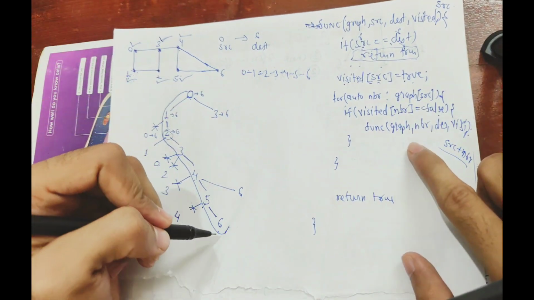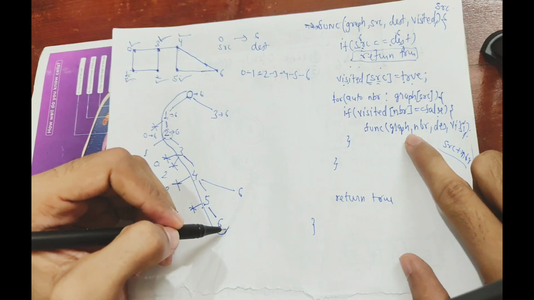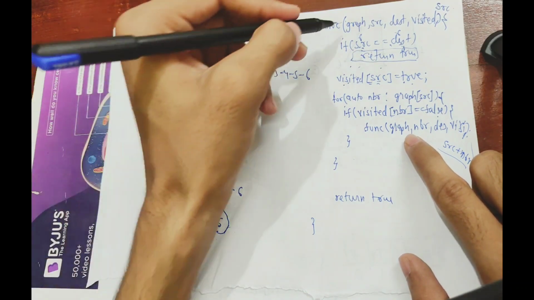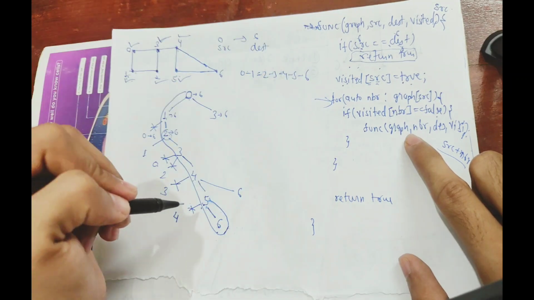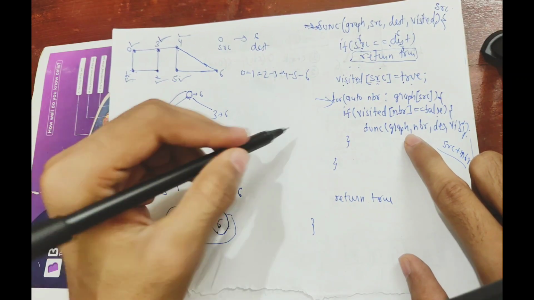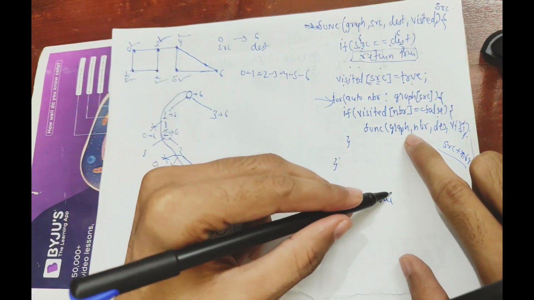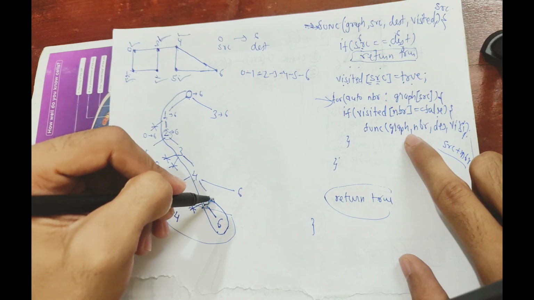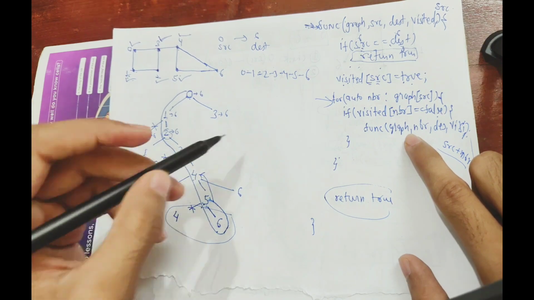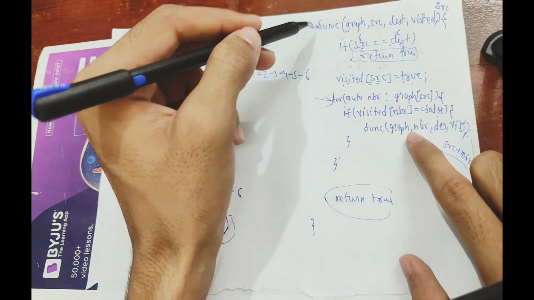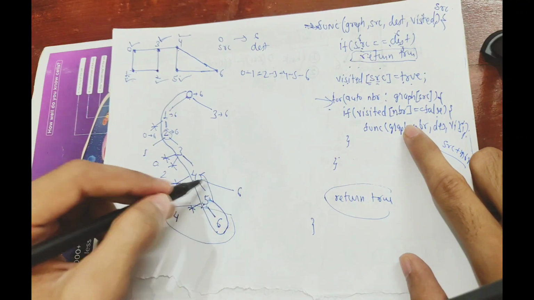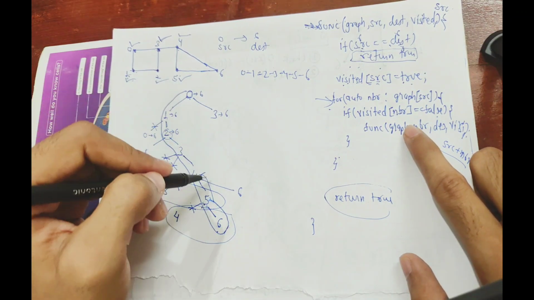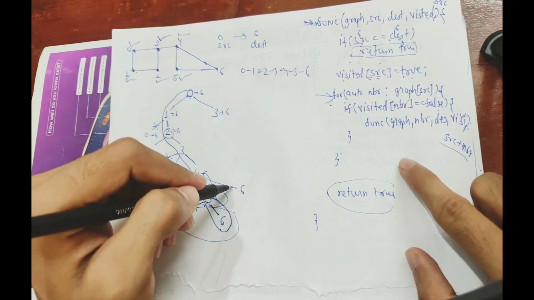Now we are at 6, so we will return back to this point. Now we are at 5, at this point, and we are done with all the neighbors of 5, so we will return true from this path. And then we came to 4. Now we are at 4, at this point. 4 has 3 neighbors and 2 are already done. Now we are at 6, right?